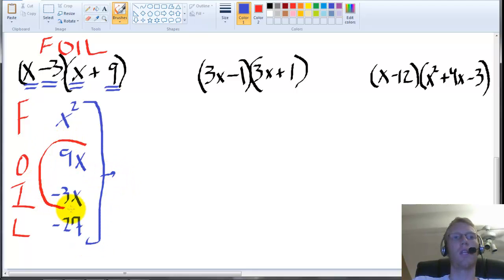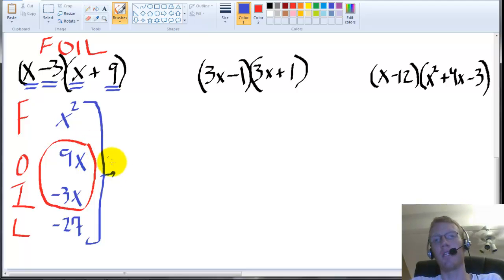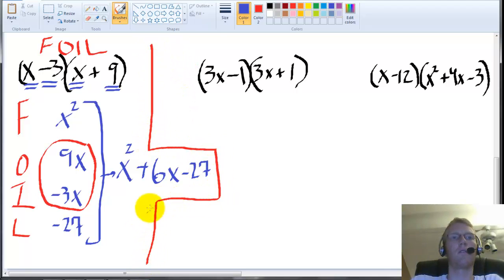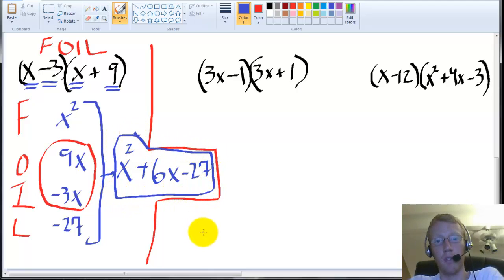and I see that these two are like terms, which can combine. This will happen a lot, where the middle 2 terms are like terms. Not always, but very often the middle 2 terms will combine. So my final answer is going to be x squared, positive 9x and negative 3x combined to give me positive 6x, and then minus 27. Okay. So this is my final answer for this problem. So there's another example using FOIL. First, outer, inner, last. Make sure you multiply all 4 pieces and then combine like terms and add these all together.